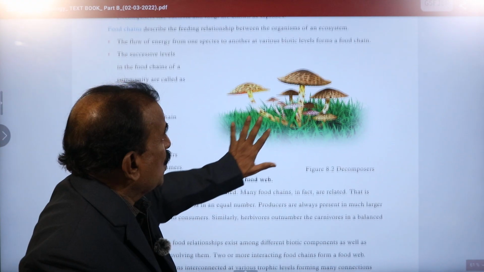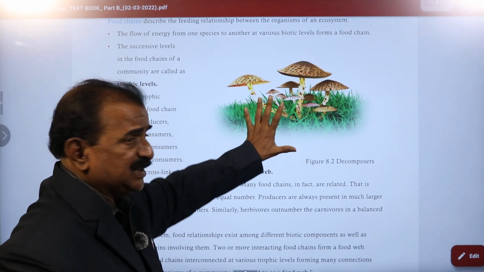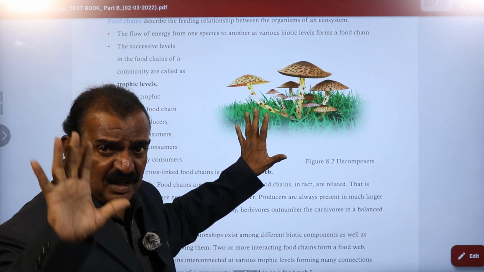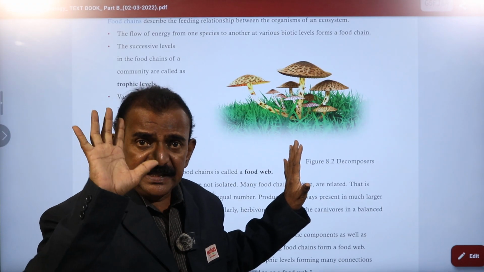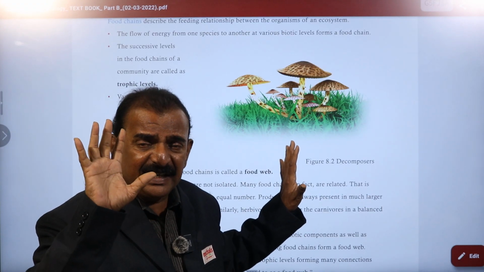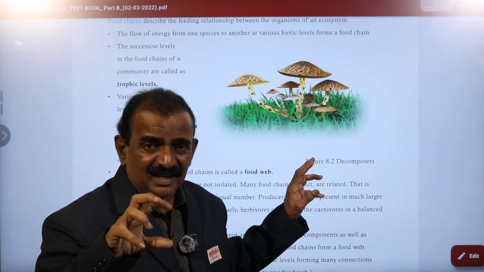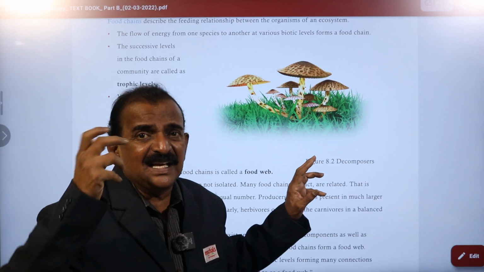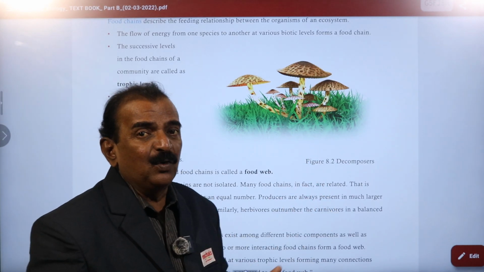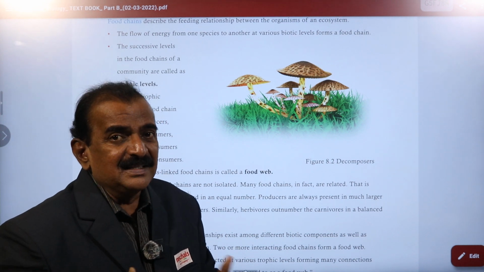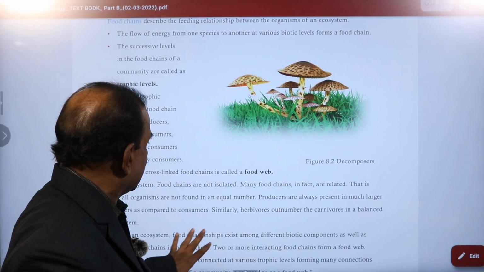So here you see decomposers. I already told you what decomposers are. Decomposers are life forms that convert organic substances into inorganic substances, and these inorganic substances are necessary for plant growth. They give minerals to the soil. In this way the soil is enriched with many minerals, and these organisms are called decomposers.